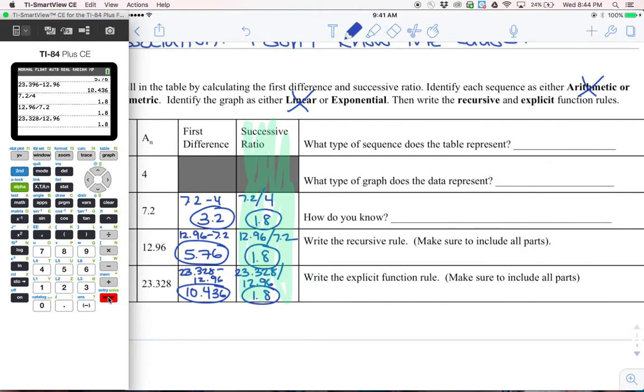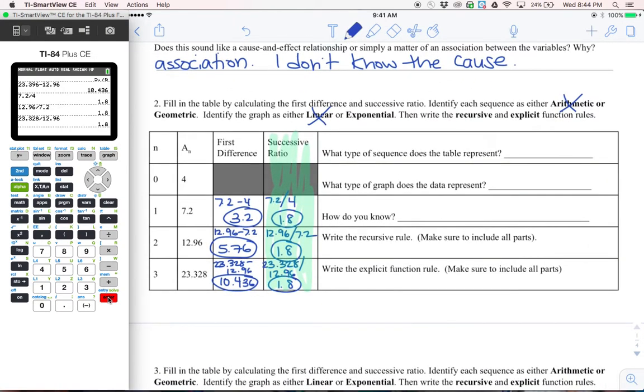All right, so what type of sequence does the table represent? Well, it's not arithmetic because it's not going up by a certain number each time, which means it must be geometric. And remember, you kind of got like an answer bank right here when you're answering these questions. What type of graph does this data represent? Well, geometric data is going to be always exponential. All right, so geometric, exponential. How do you know? Okay, this part you do need to be able to answer. We're going to say constant successive ratios.